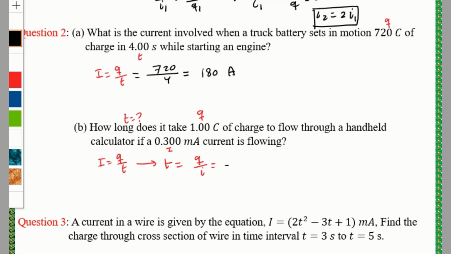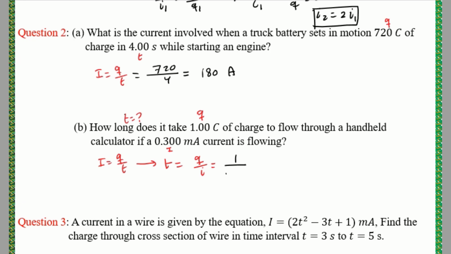For Q, we have 1. And we have current 3 milliamperes, which should be converted to amperes by multiplying by 10 to the minus 3. So the time is 3,333 and 1/3 seconds, and according to significant figures, it is 3,330 seconds. You can convert it into minutes and hours as follows.